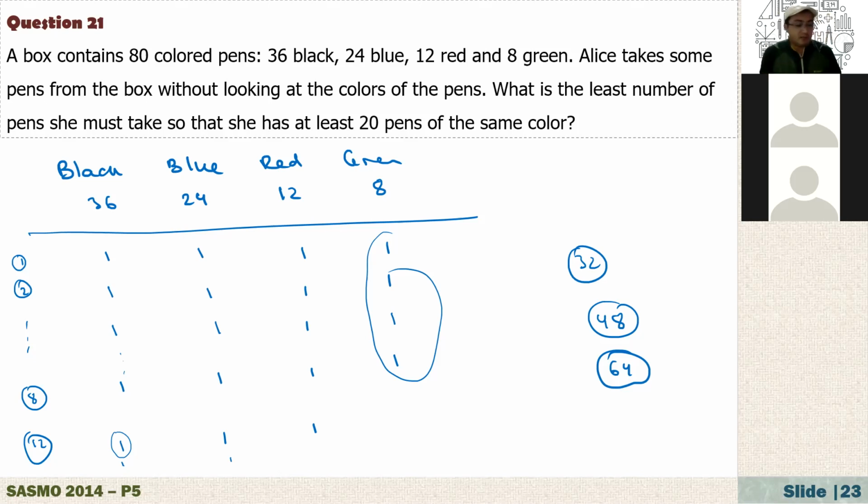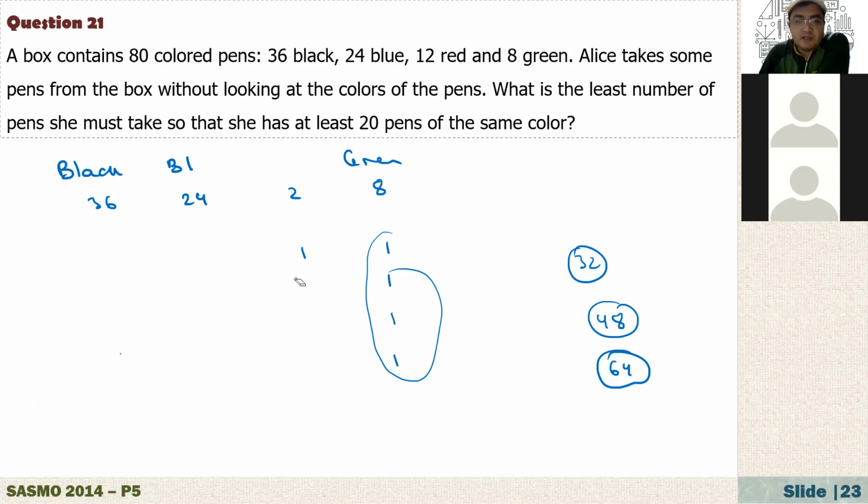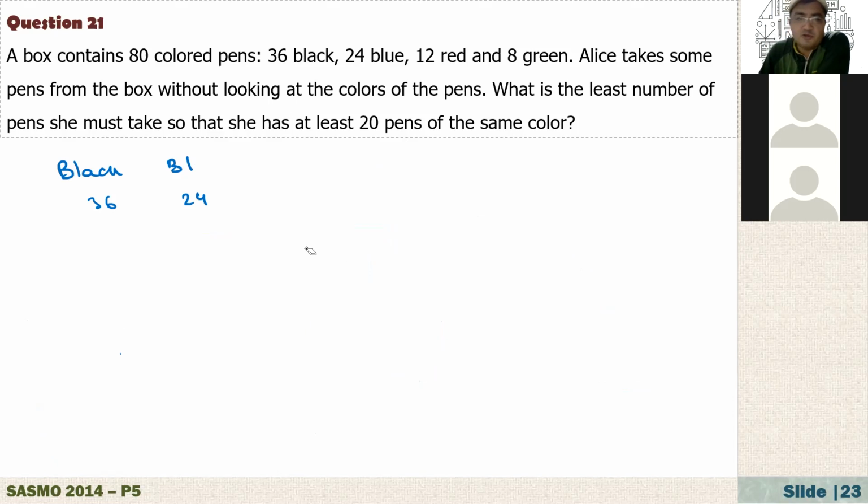Okay, guys, let me re-explain this. Nargis, Ismail, Turan, everybody, how should we understand this question? The question is saying: what is the least number of pens she must take so that she has at least 20 pens of the same color? By saying that she must take so that she has, we are 100% sure that I have at least 20 pens of the same color.